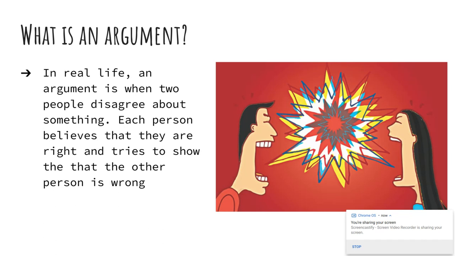So first, let's talk about what is an argument. Well, in everyday life, an argument is when two people disagree about something. Each person believes that they are right and tries to show that the other person is wrong. I'm sure you've gotten into many arguments in your life, so try to think back to that. And what was your goal in that argument?